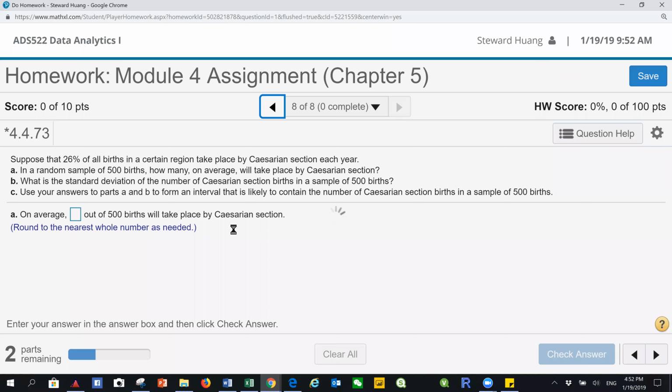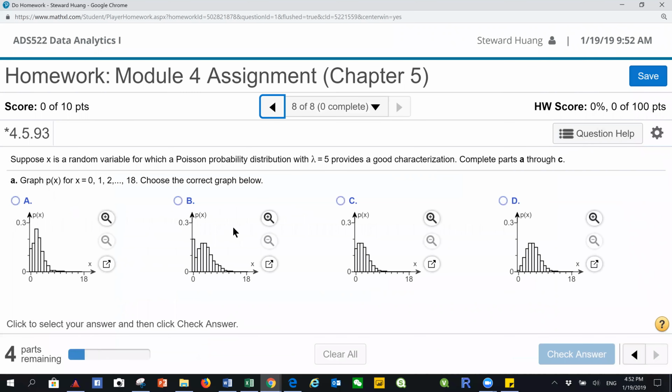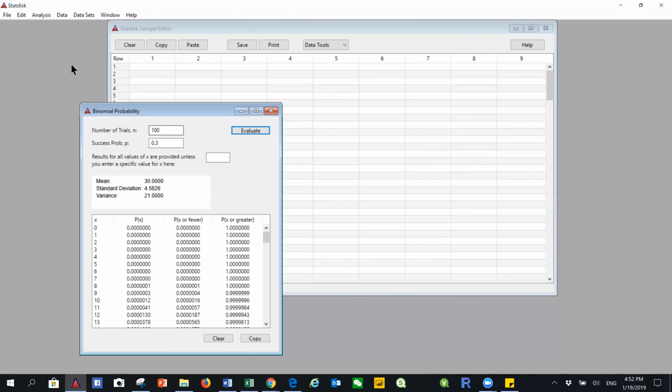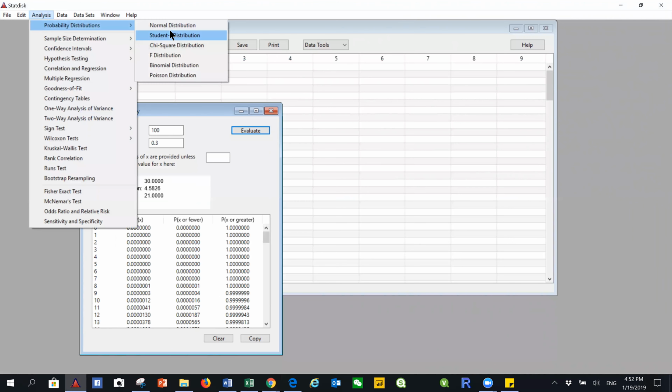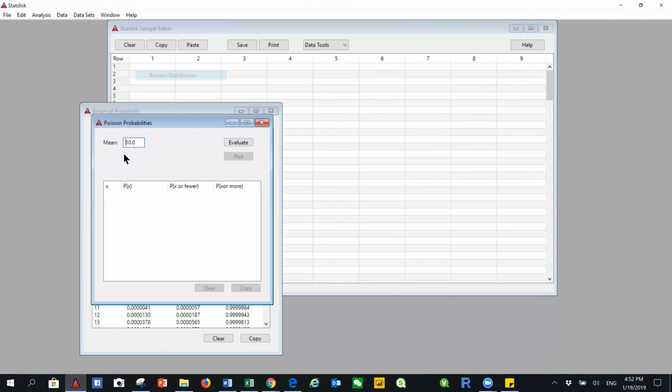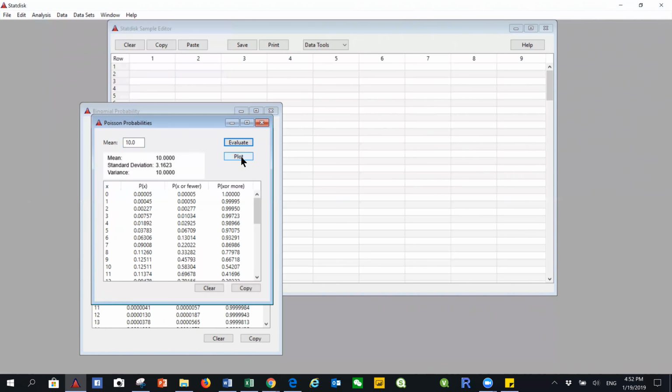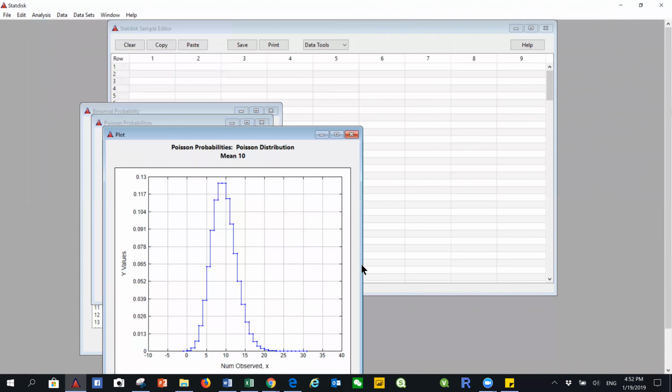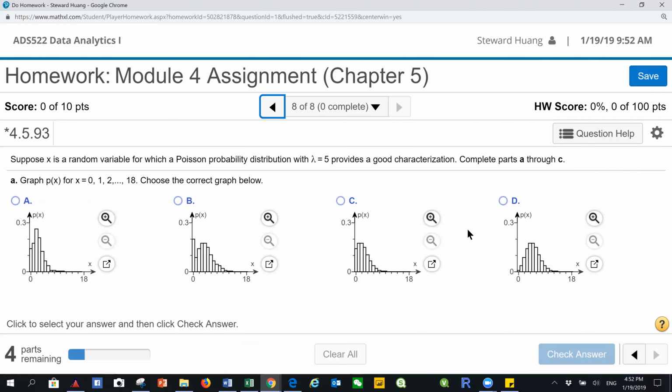Okay, last question. That's also Poisson, so you know how to do it. Just plug in 5 using Poisson and plug in lambda equal to 5. You will see everything, and the plot, the graph. Well, you will see the plot. Okay, and then compare it with that. I think this question should be self-explanatory, and I'll leave it to you.